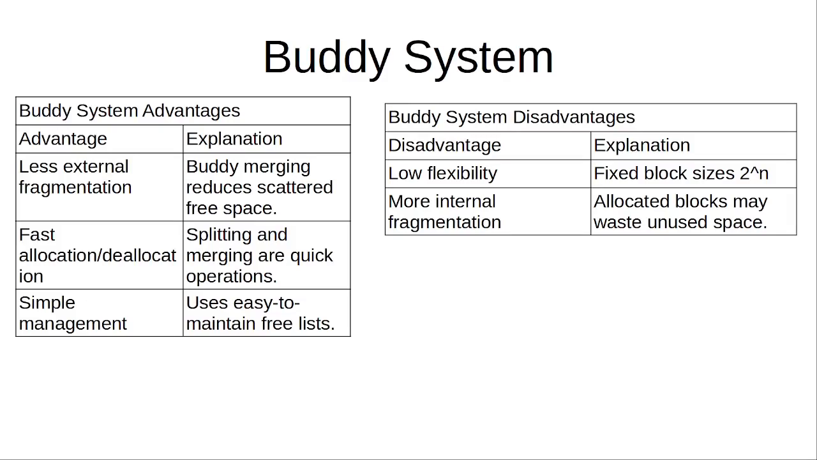But there are disadvantages also. It causes less external fragmentation but more internal fragmentation. As we saw with the red block, unused space inside the block can appear. It's also less flexible because block size must always be a power of 2, so we can't call it really flexible.